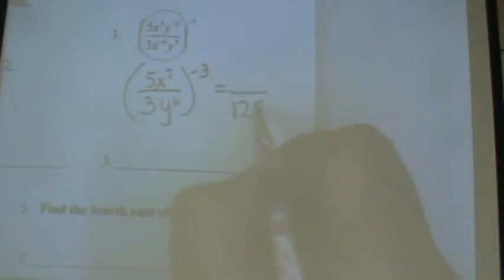Now, to raise something to the -3 power means to flip it and then cube everything. So you're going to cube 5, and you're going to get 125, but you're actually flipping this whole thing. And this 7 to the 3rd power is going to be x to the 21st down here. 3 to the 3rd is 27. And then y, you're going to multiply 6 times 3, which is 18.